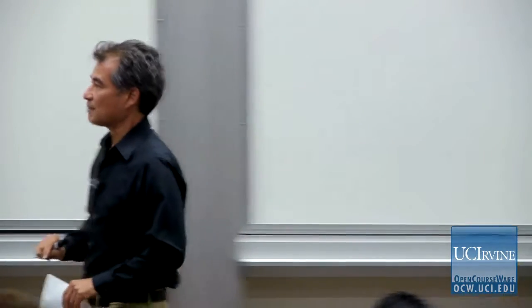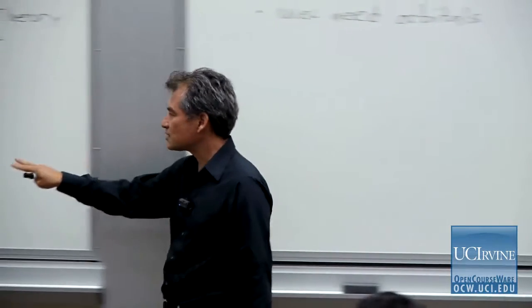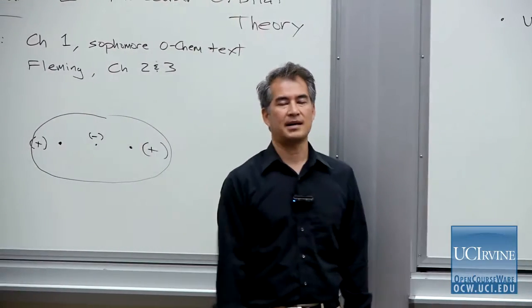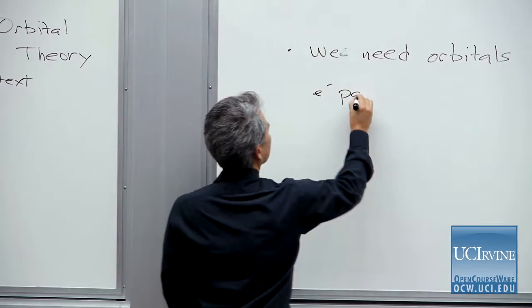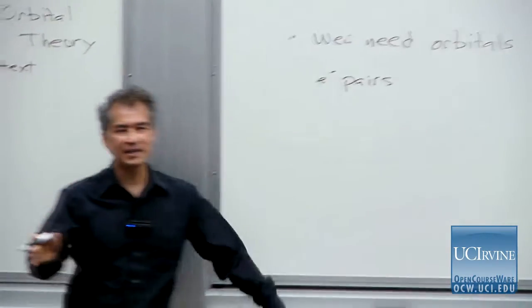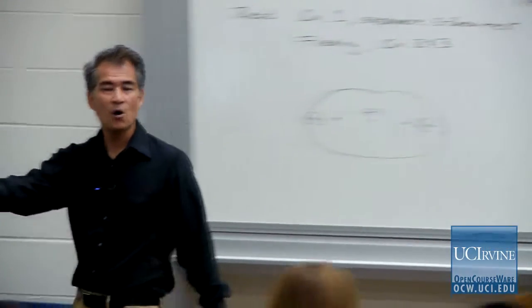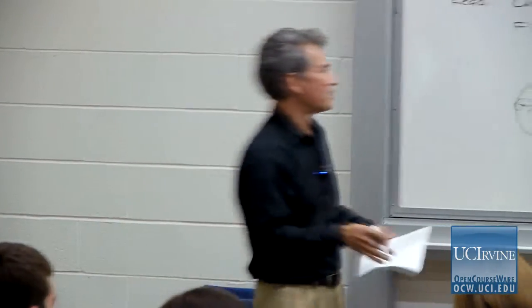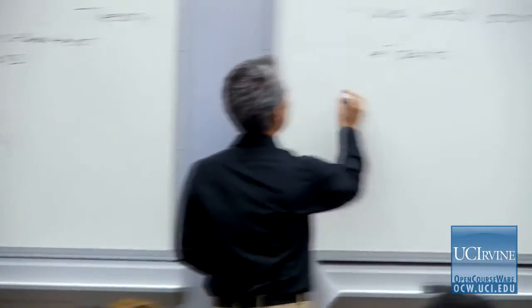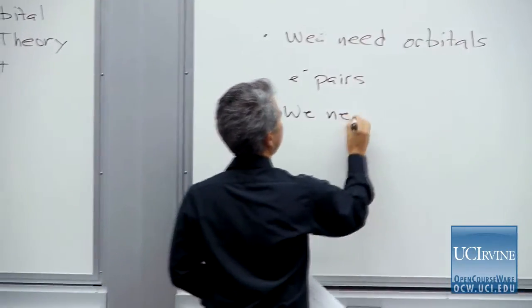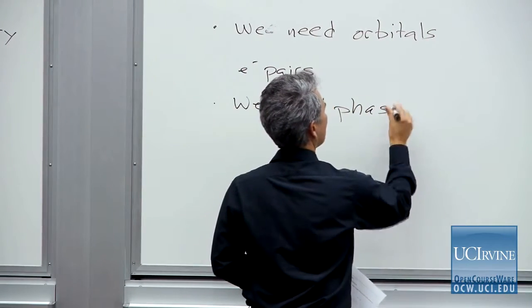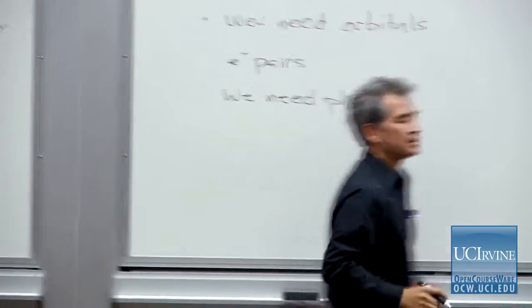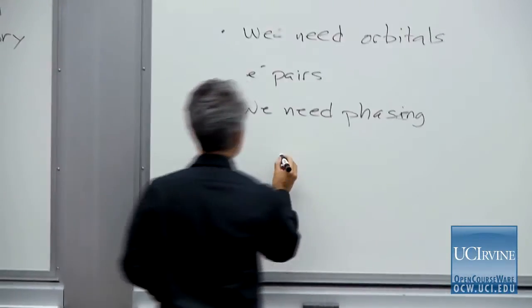So there's a second problem here. Whenever we put electrons into orbitals, we put them in 2 at a time. We put in electron pairs. And because we're putting in electron pairs, we need some way to show that those electrons will avoid each other. And so as a result of that, we need phasing. We need to phase those orbitals to show that there's a way for the electrons to get out of the way. And so let's go ahead and draw the canonical types of orbitals that we will use in this class.